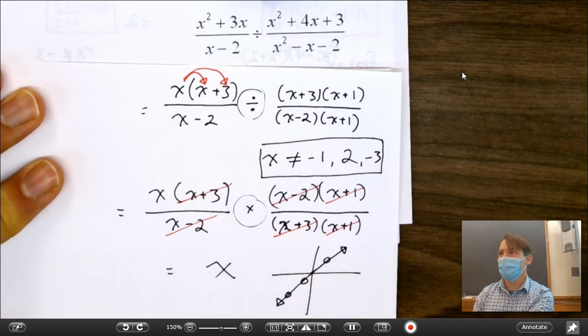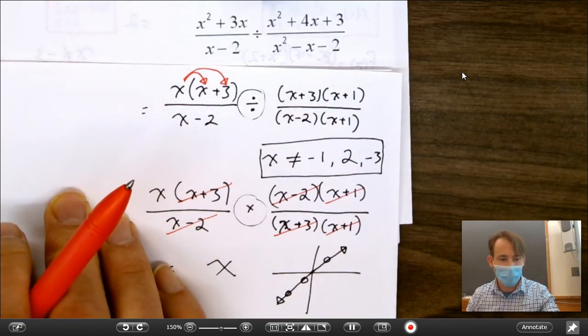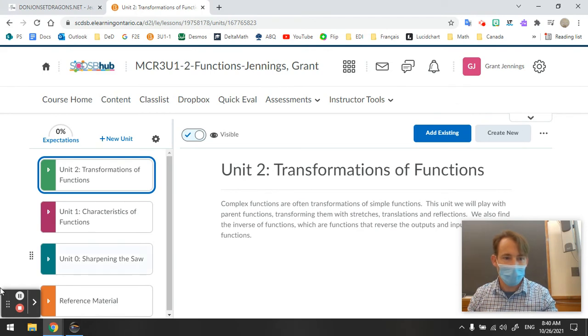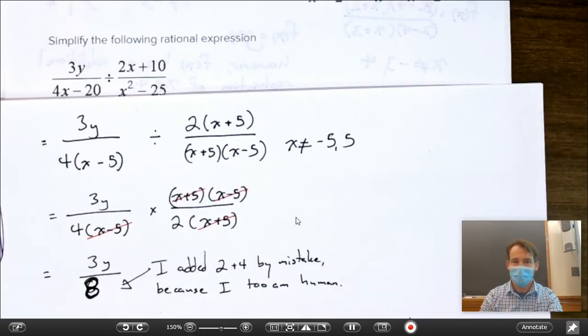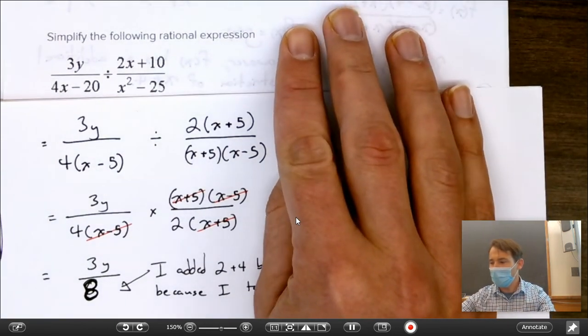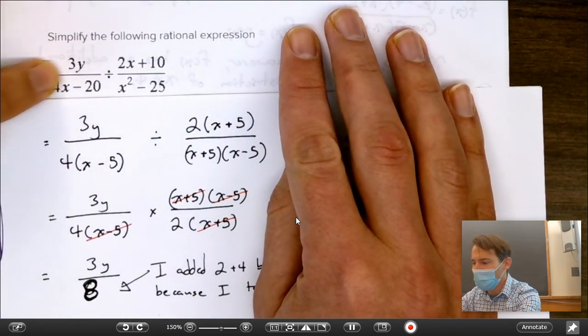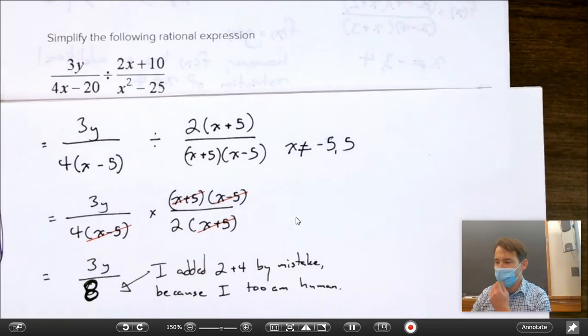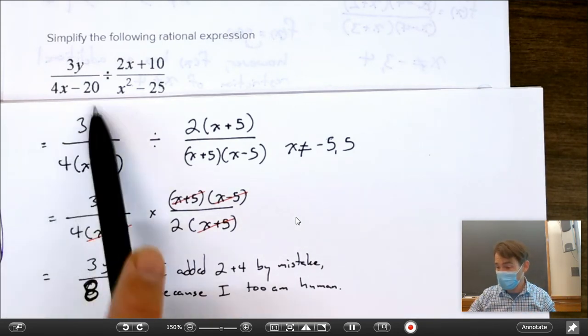Any more questions? Let's pause the video and work on the next problem. All right, let's take a look. So here we go. We have 3y on top. We have no y's anywhere else in the problem, so that's certainly not going to cancel away, divided by 2x plus 10 over x squared minus 25. And this is 4x minus 20.